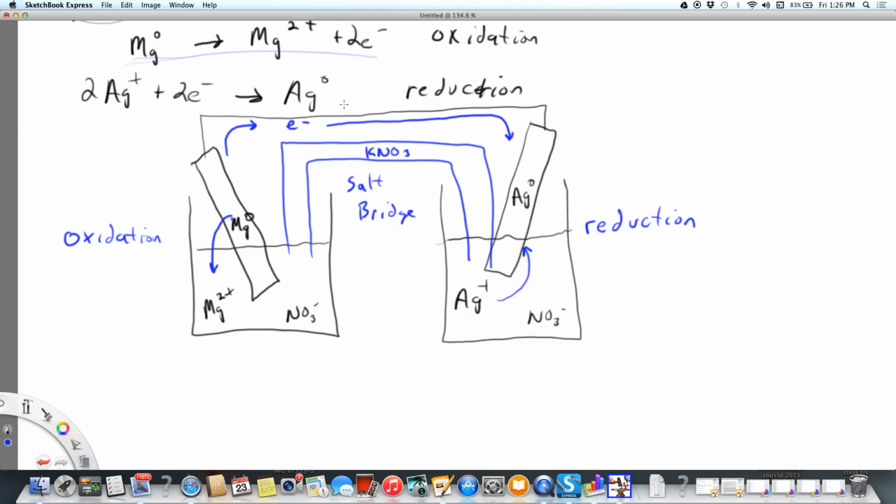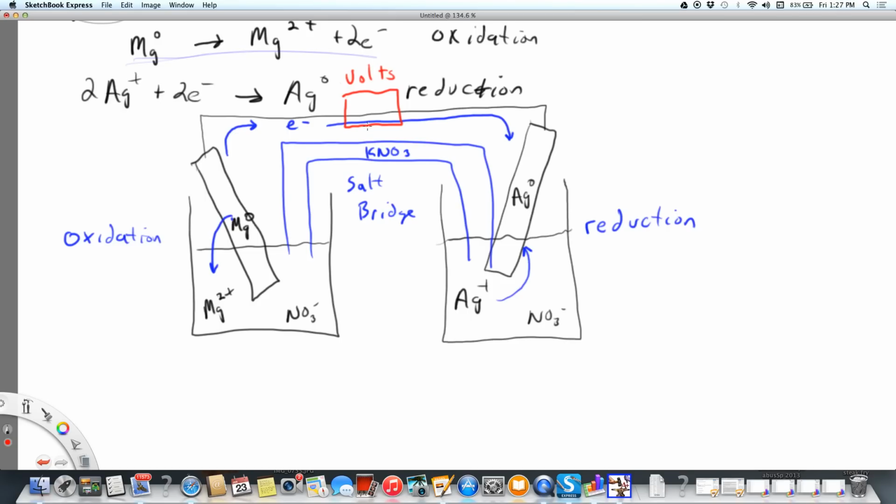And now that we have electricity flowing, we have electric current, we can measure the volts of this particular, what we'll call a cell. And, you know, it could work like a battery. You could put a light bulb there and it would light up.